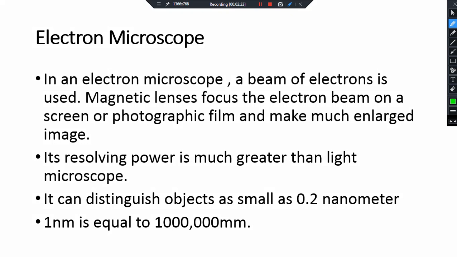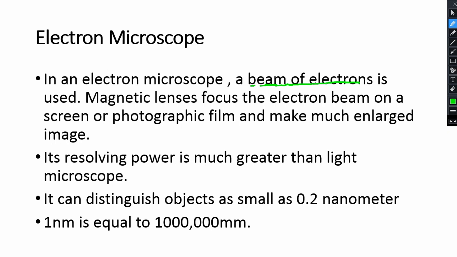Students, in comparison to light microscope, there are some differences in electron microscope, and the first difference is that instead of light in the light microscope, electron microscope is using a beam of electrons. With the help of the beam of electrons, they are showing you, or magnifying, that object.